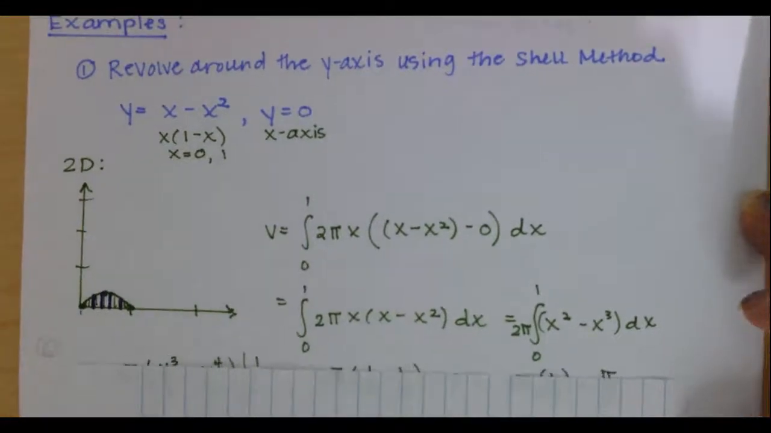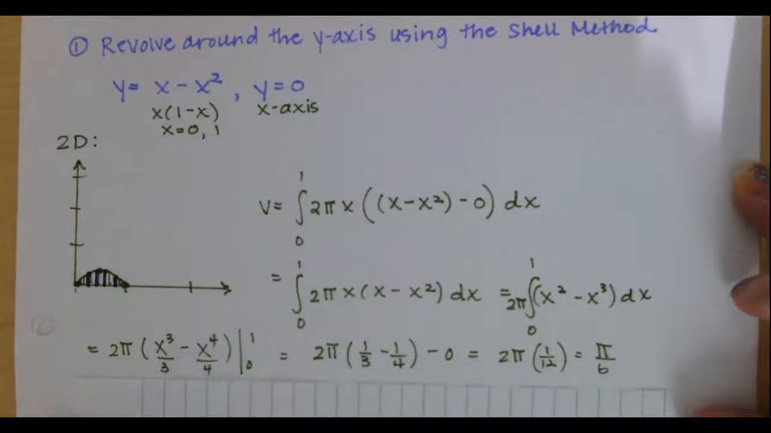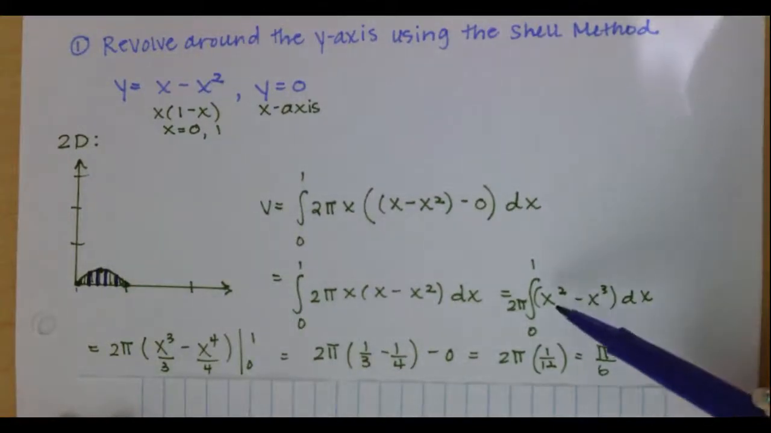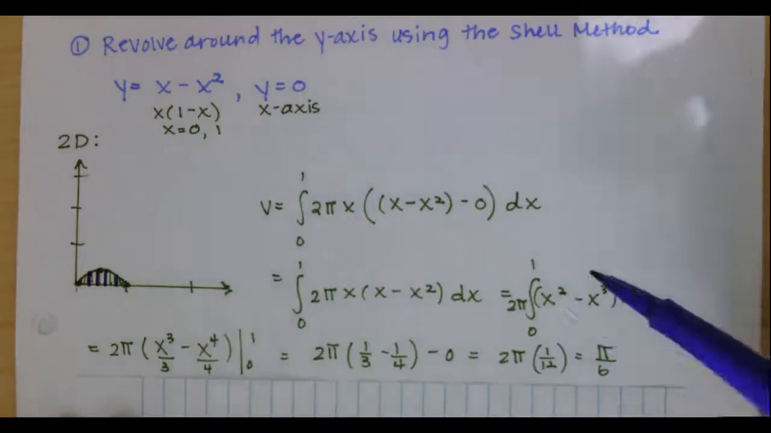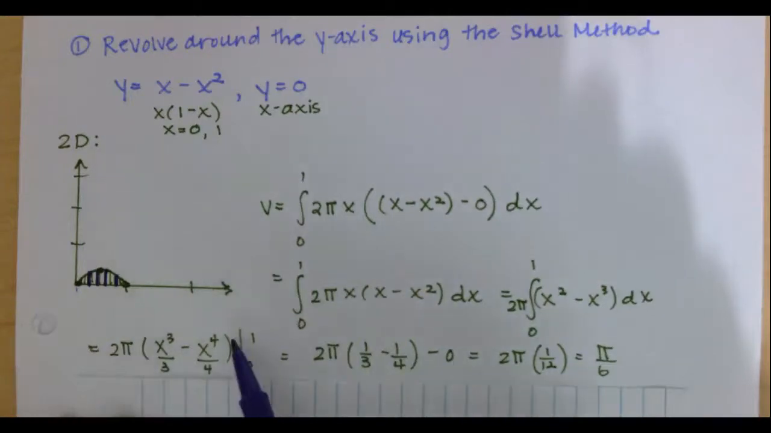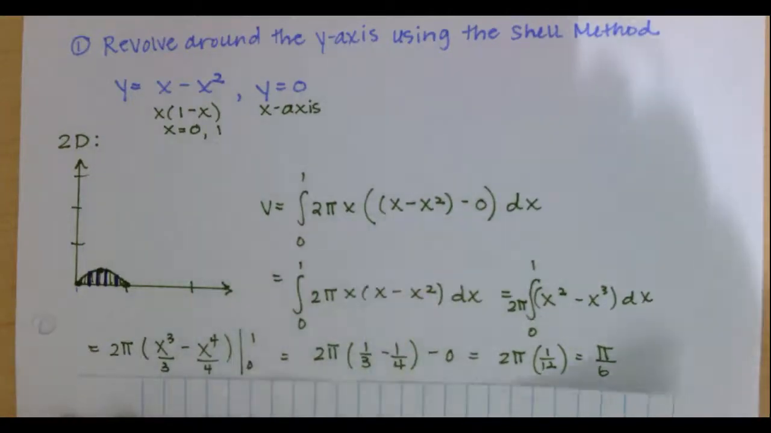Looking at the solution, of course I need to find the antiderivative of each piece of my function. So if I find the antiderivative of x squared, here you'll see I got x cubed over 3. And then the antiderivative of x cubed is x to the 4th over 4. Don't forget about your 2 pi. You pulled it out, but you still have to factor it back in. And then, of course, using the fundamental theorem of calculus, I'm going to plug in my upper limit and my lower limit and subtract the two values.